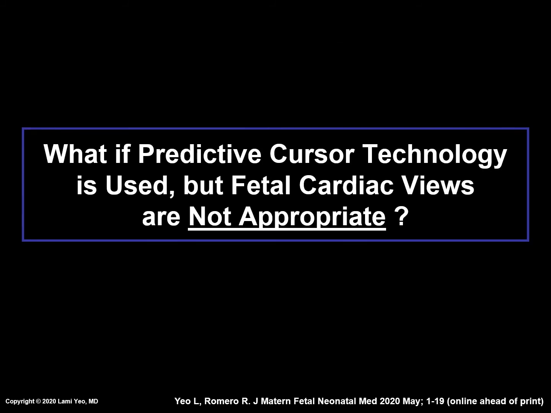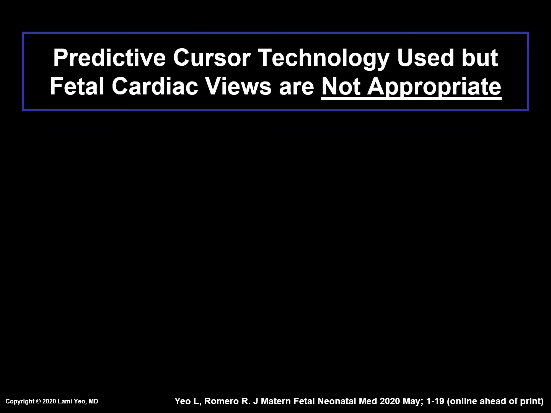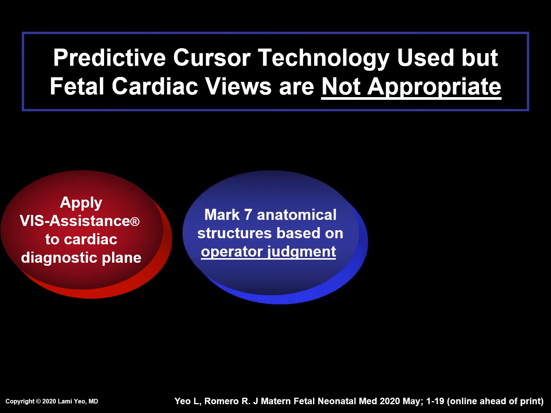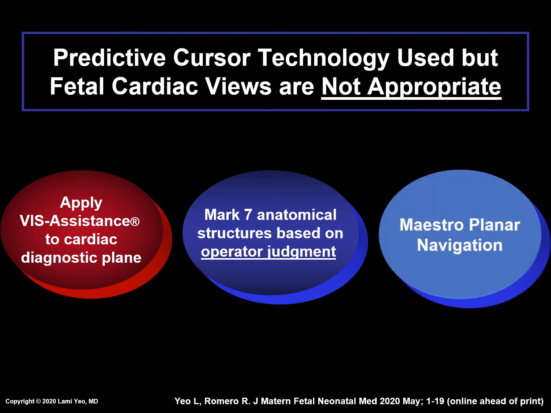What if predictive cursor technology is used, but the resulting fetal cardiac views are not appropriate? There are three possible solutions besides choosing another stick volume. Apply VISA assistance, or virtual intelligent sonographer assistance, to the cardiac diagnostic plane. Mark all 7 anatomical structures based on the operator's judgment. Or perform Maestro planar navigation. All of this is reviewed in other lectures of this series.